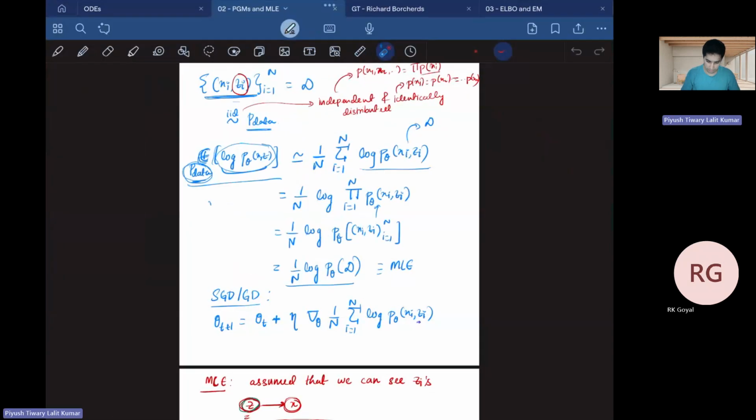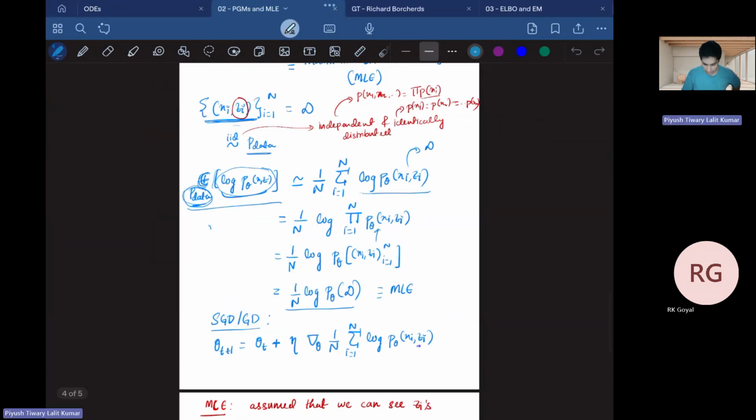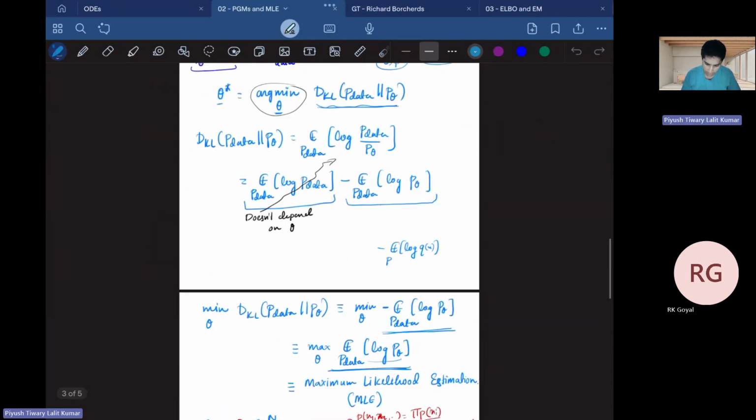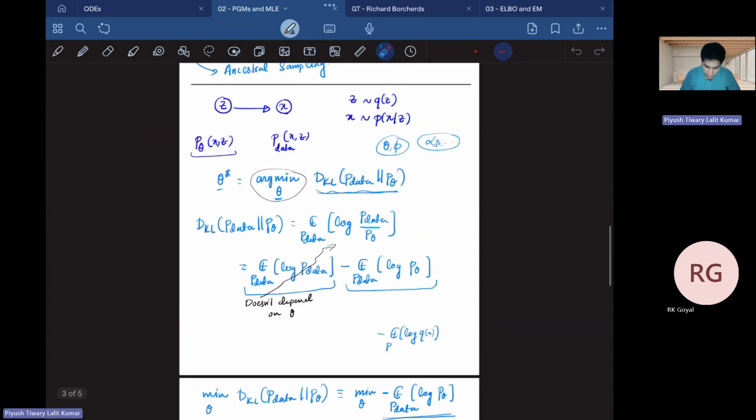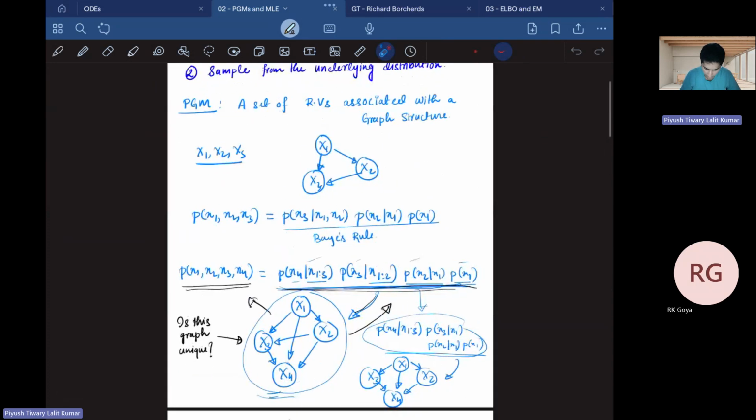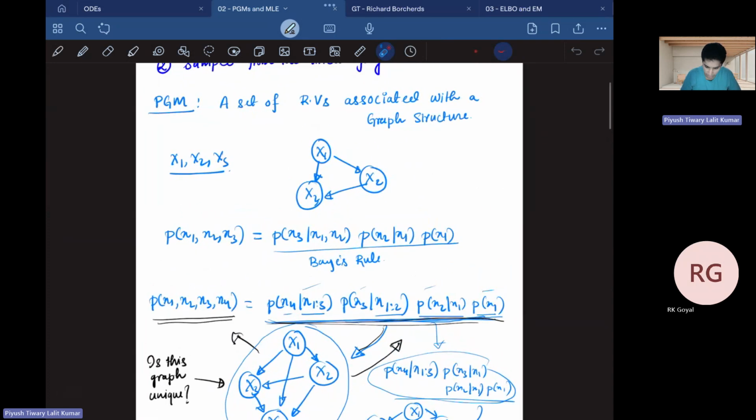Let's get started with what we did last time. We introduced this concept of PGMs, probabilistic graphical models. What are PGMs? They are nothing but a set of random variables which are associated with a graph structure, particularly a DAG-like graph structure. That's the broad idea.